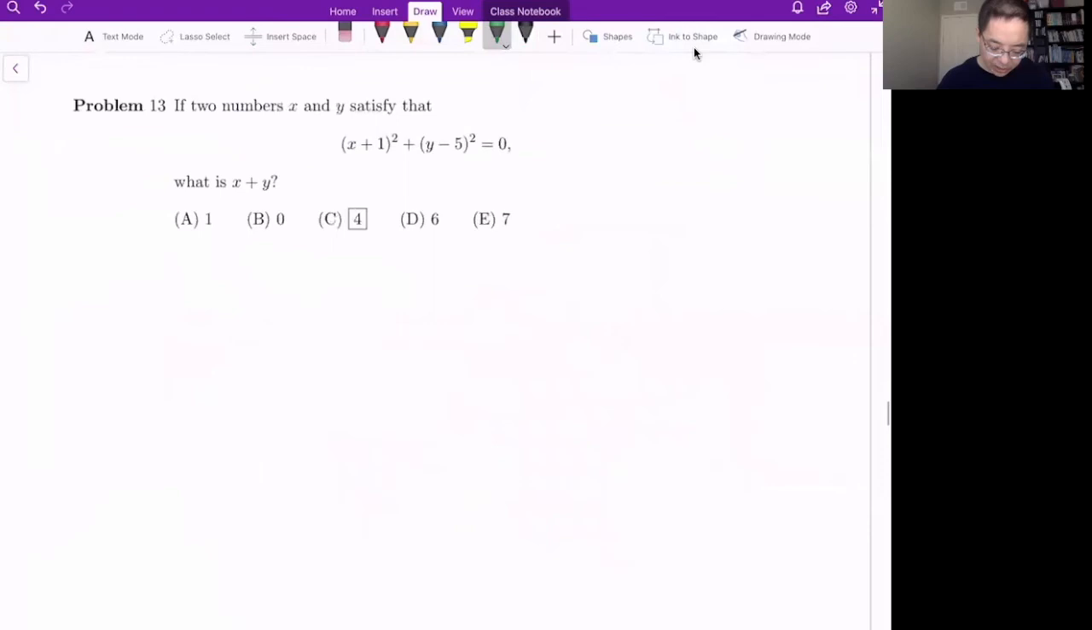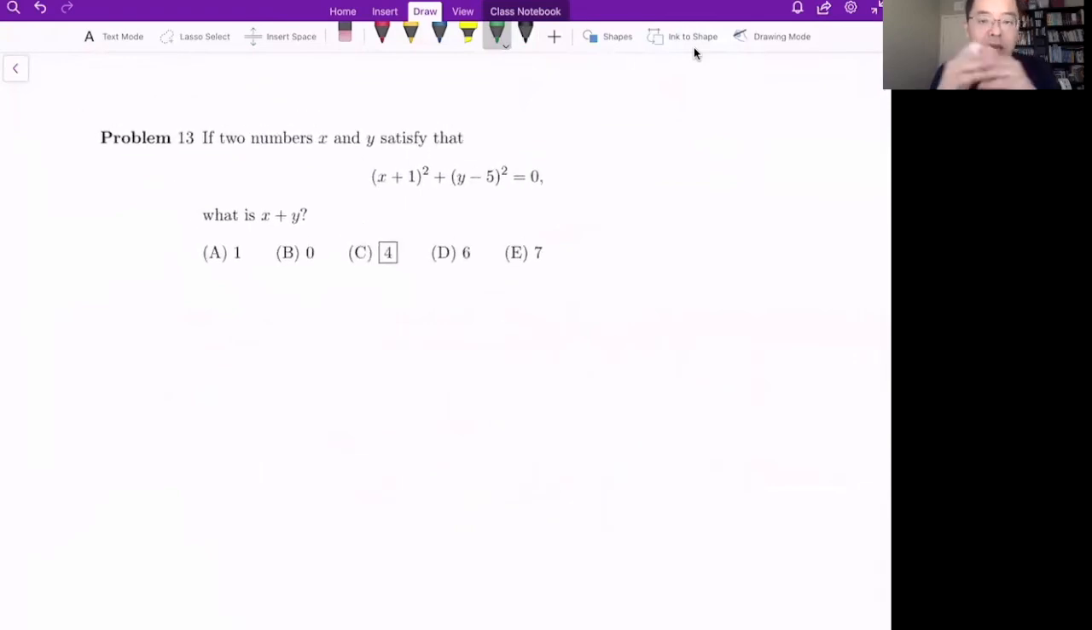Right, so let's look at number 13. So number 13 here, we have an equation. This equation involves two variables, which are x and y, and also squares. Usually for this kind of equation, it's quite hard to solve. But here it's kind of special. It says (x plus 1) squared plus (y minus 1) squared equals 0. The right hand side is 0.